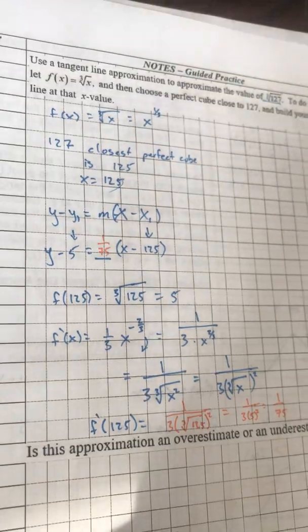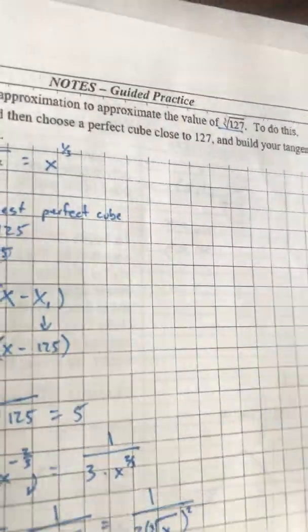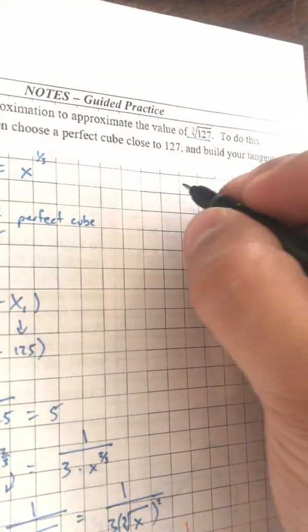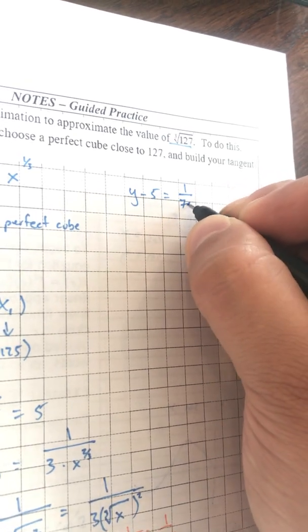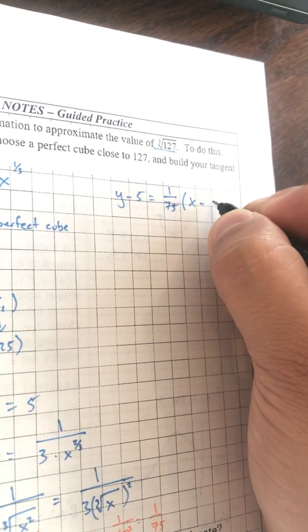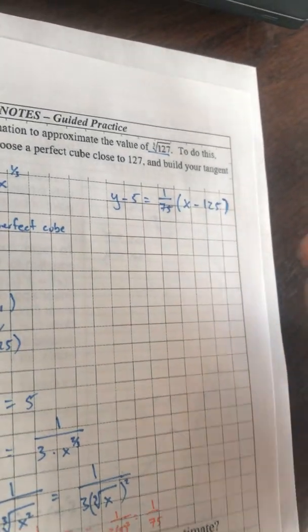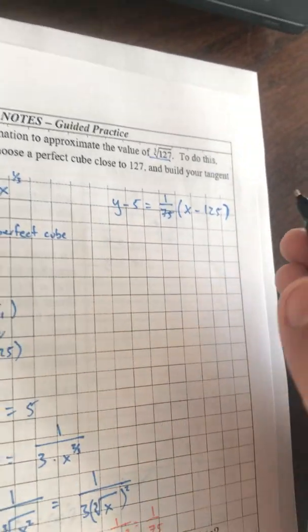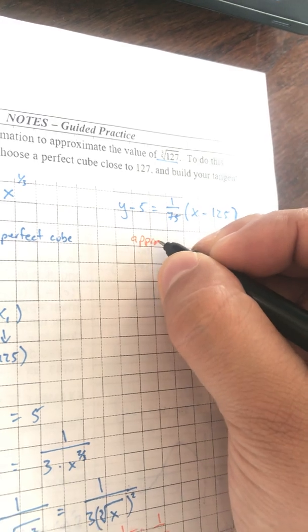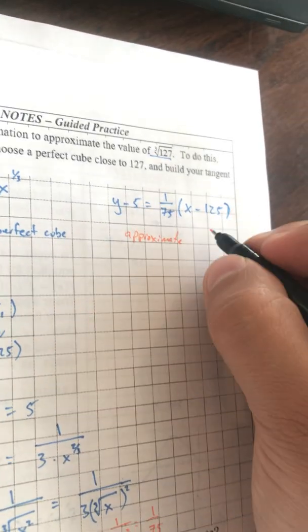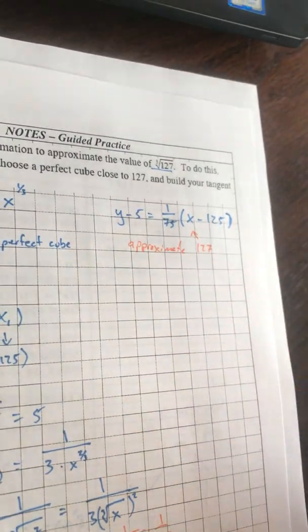Now we can use it to approximate. So now let's write our original function. So y minus 5 equals 1 over 75 times x minus 125. Okay, that is our tangent line. Now we need to approximate 127. And that value we're going to be plugging in into the x.